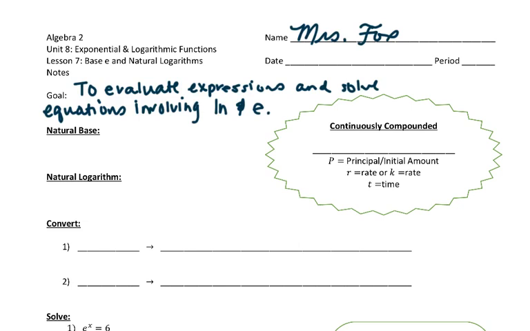We'll talk about what the ln and e means. ln is natural log, and then e is a variable. It's the natural base, and it has a value of 2.71828. And you can see that there is an ln button on your calculator if you're using a scientific calculator, and there should be an e button too.